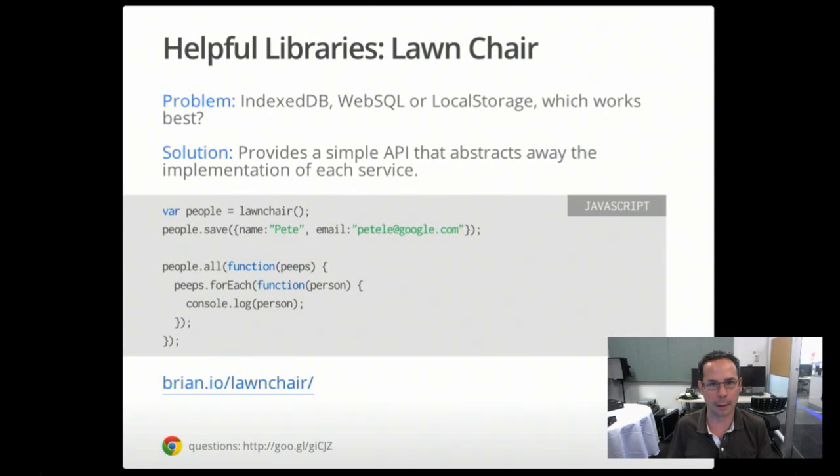Lawnchair is another great library that I like to use. It does a bunch of things and normalizes storage on the client. One of the things that I've often had a bit of a challenge with is what different index and data stores are available on the user's device, right? Does the device have IndexedDB? Does it have Web SQL? Does it have local storage? Does it have session storage? Which one's best? Should I use local storage?